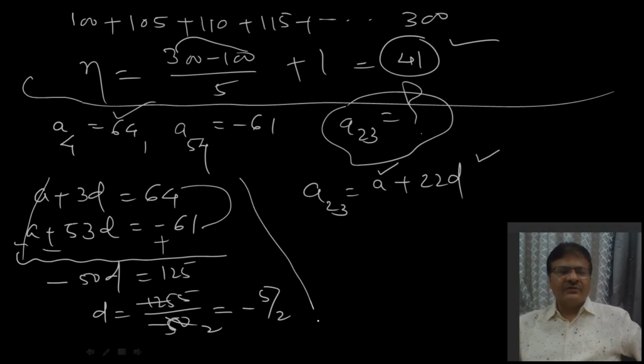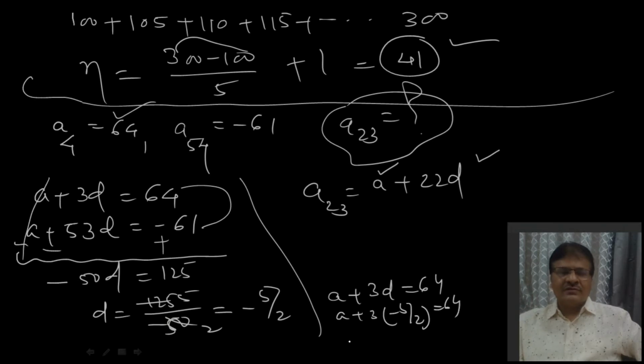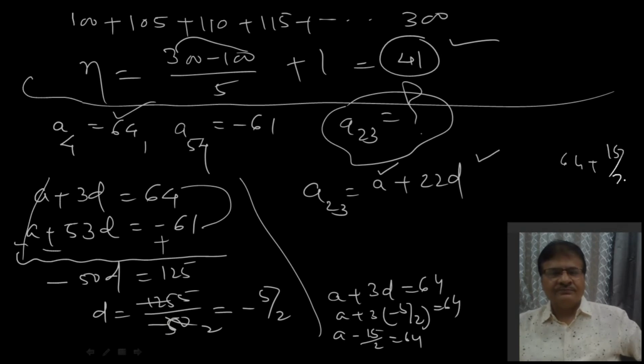Now I can get the value of a by substituting the value of d here. As it is given that a plus 3d is 64, a plus 3d equal to 64. So a plus 3 into d, which is minus 5 by 2, equal to 64. So that is a minus 15 by 2 equal to 64. So what do I get? 64 plus 15 by 2. So 64 2s are 128, plus 15. 128 plus 15 is what? 143 by 2. So I got the value of a, 143 by 2.